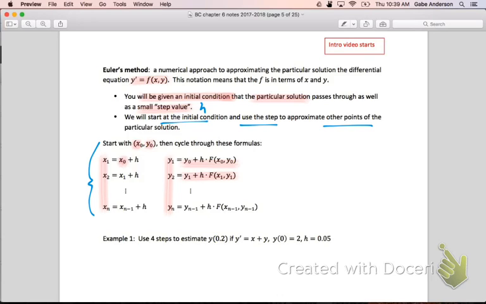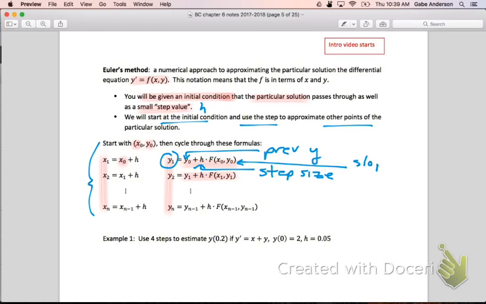What we're going to use here to find y1, we will use y0. So that is the previous y. And then we will have h, which is the step size, times f of x0, y0. So this will be the slope based on the previous x, y. So notice how x0, y0 is used to find y1. So you're going to use the previous point to find the current point that you're actually trying to find. So that cycle will just continue.